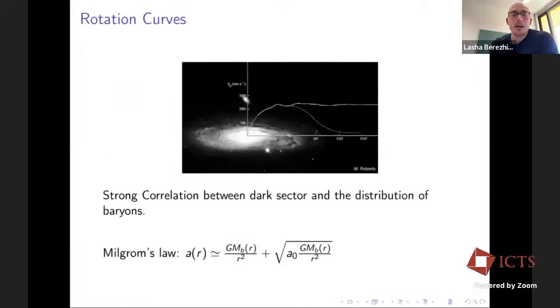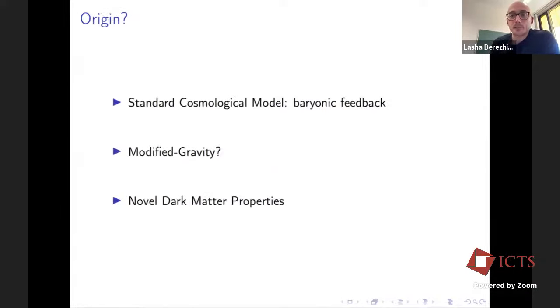I must say that it should be emphasized that this relation only works in these spiral galaxies. In elliptical galaxies, you have different kinds of observations, but things are messier. So it's not as clear cut as in these galaxies.